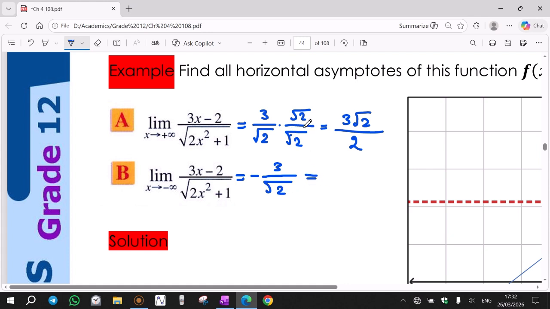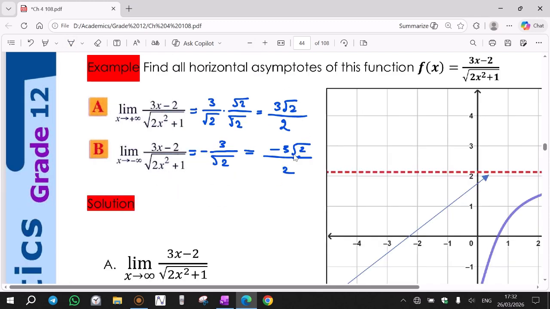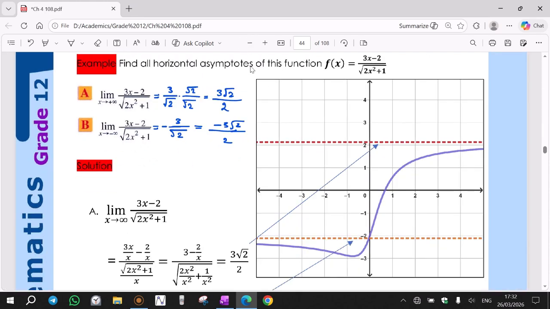That simplifies just like this one to negative 3 radical 2 over 2. Now I have two different results for limit x tends to infinity and limit x tends to negative infinity. That means I have two different horizontal asymptotes. There might be an auxiliary question asking which of the following functions has two different horizontal asymptotes, and one of the options is a function in this form where L'Hopital fails.